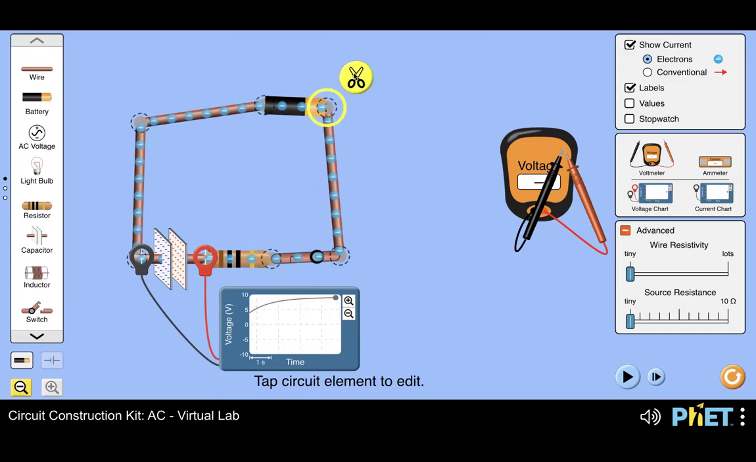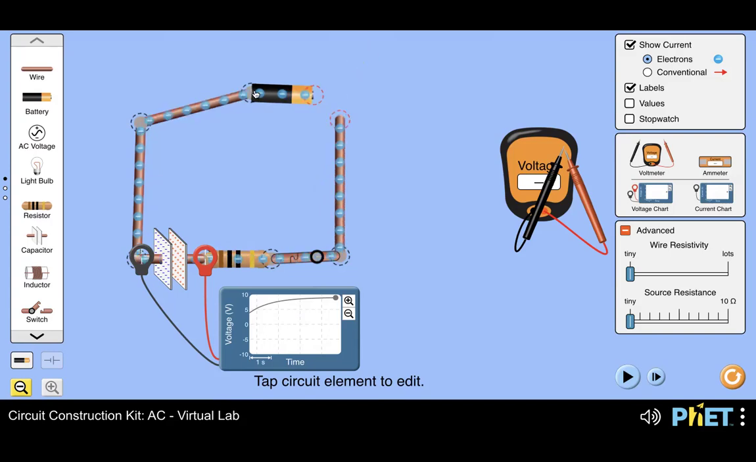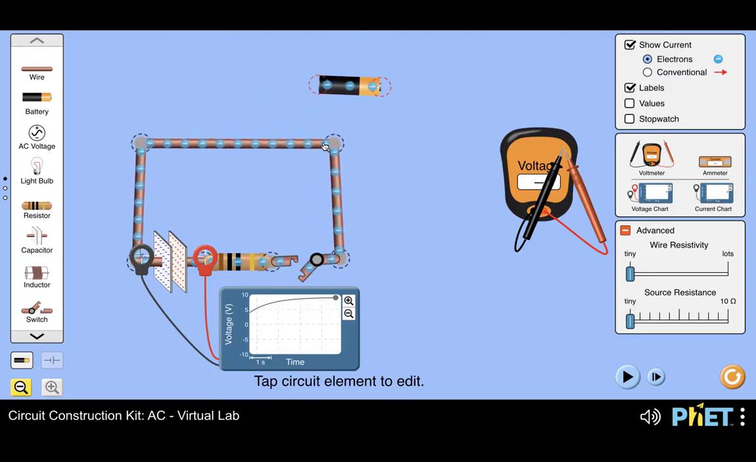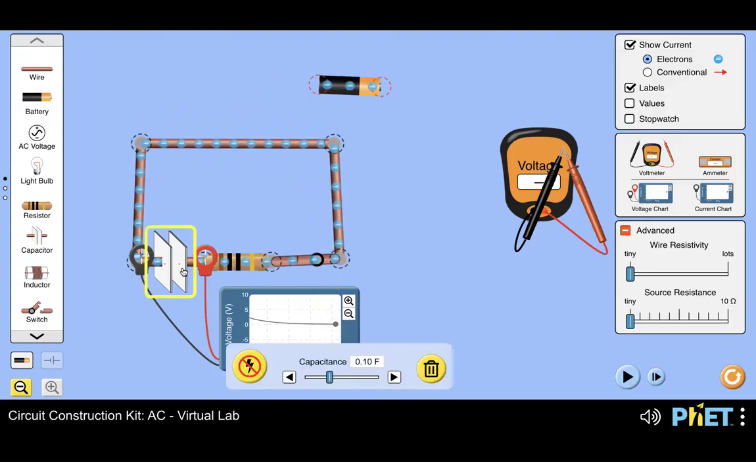So you can see that if we cut these and connect that, you will see the capacitor quickly discharge. See how it's going the other way? It's going counterclockwise now. So it's discharged now.